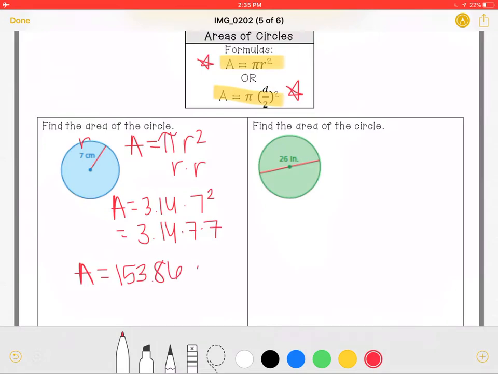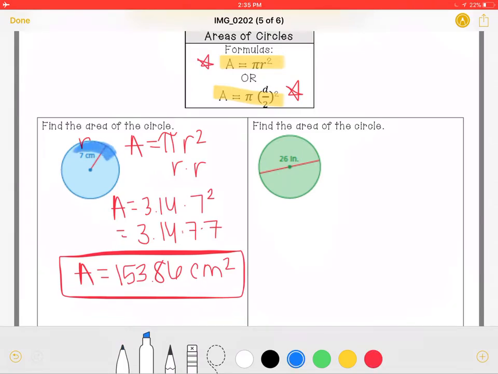153.86. Now our units, we're talking about area. We squared the 7, so it's squared units, so centimeters squared. Guys, remember, when we're finding area, that's finding the inside, like what it would take to fill up this circle. Perimeter was the outer edge, like putting a fence up. Area is like filling in, painting it all in, or however you want to think of it. Area is all the space inside.